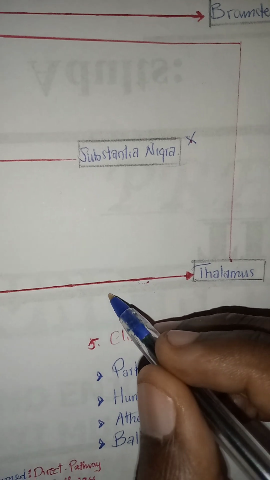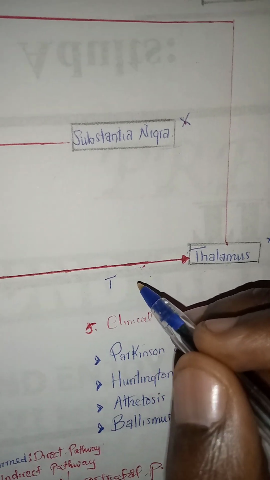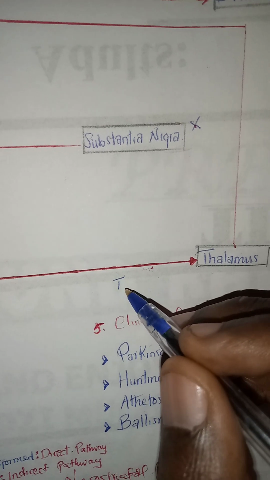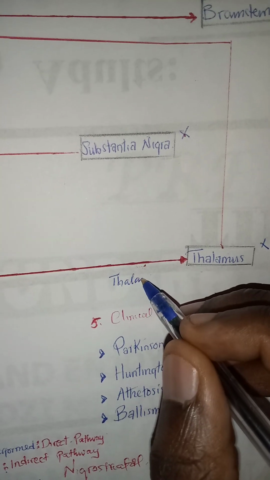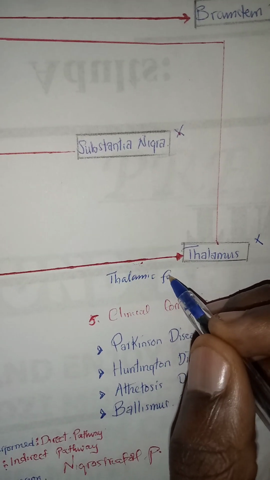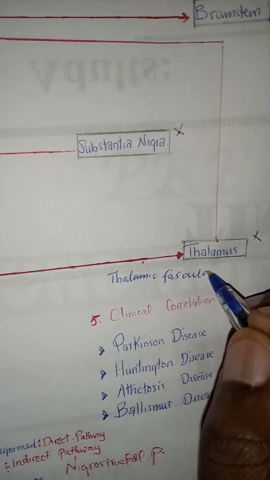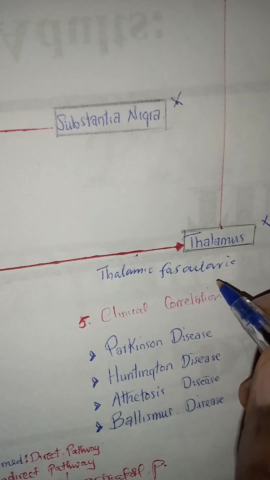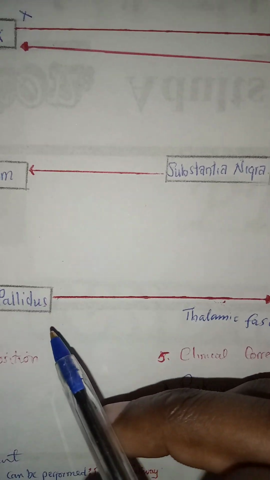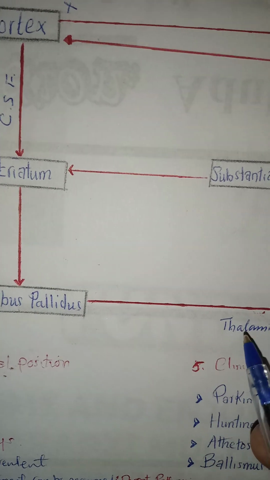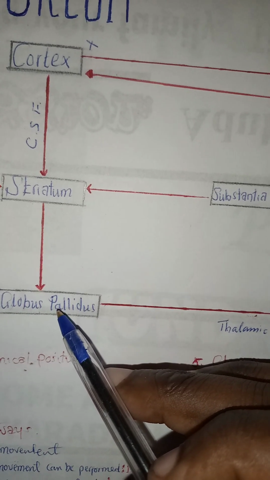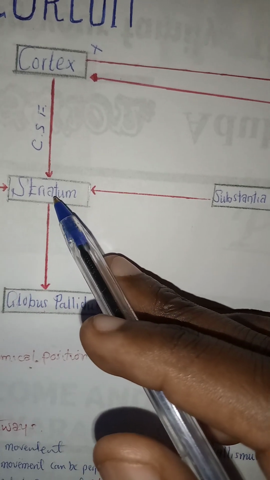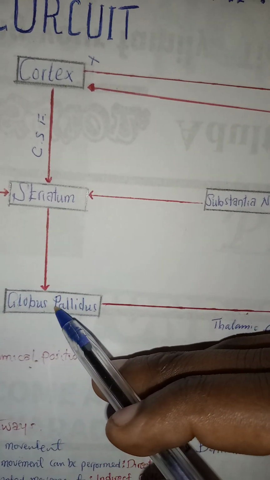These fibers are called thalamic fascicularis. Let me write it down. Okay, so thalamic fascicularis, these are the fibers which are projecting from the globus pallidus to the thalamus. Okay, by the way, the globus pallidus is the outlet center for the corpus striatum. So the striatum receives information and this is the outlet center.